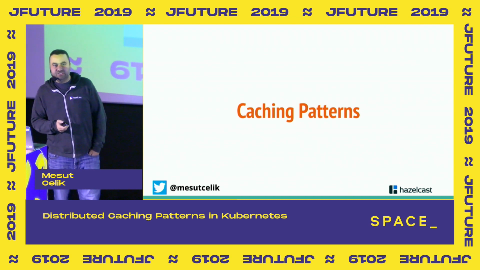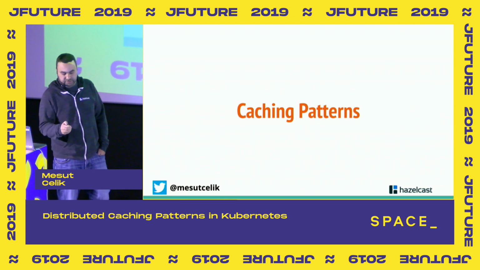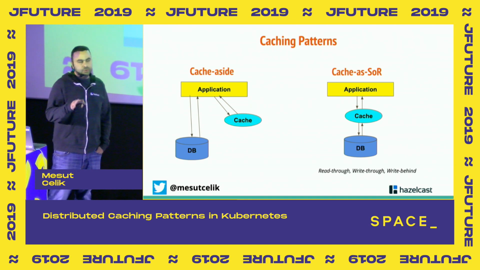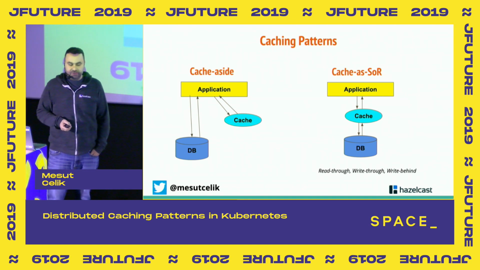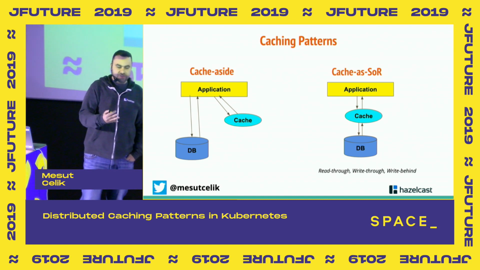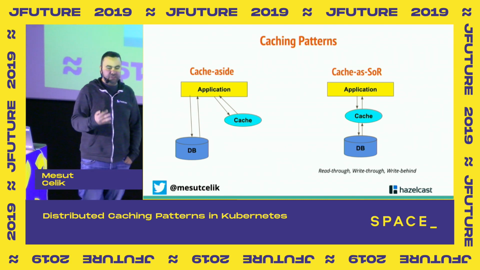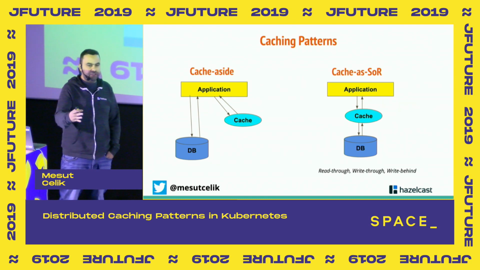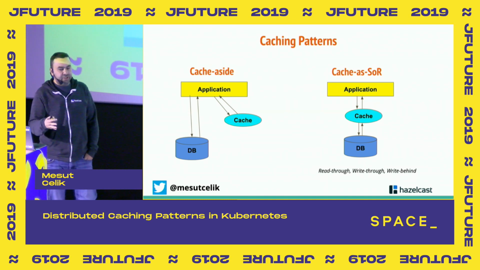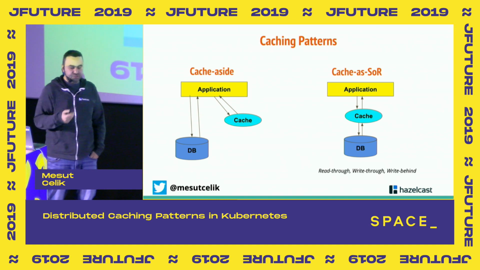So caching patterns. What kind of caching patterns can you use in applications? Basically there are 2 categories that you can see. One is cache aside, where you are basically using a cache and dealing with the cache yourself, and you directly interact with your database. So you go and check your cache, if it is a cache miss, then you go to the database, put the data into the cache, and next time when you check the data, it's going to come from the cache.